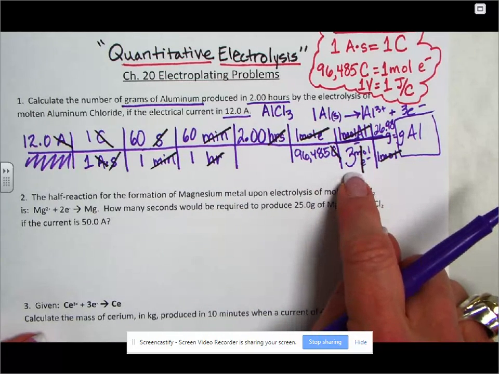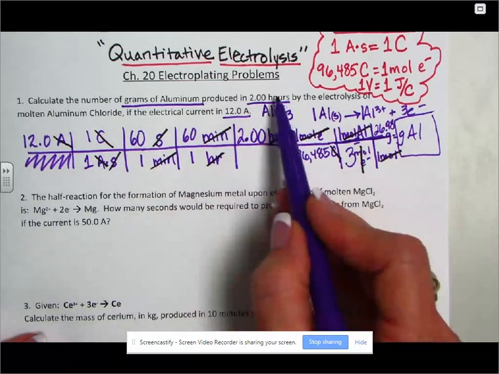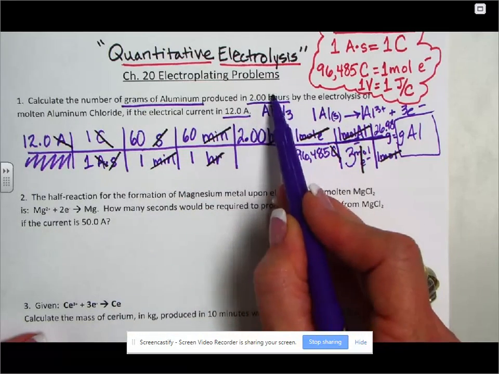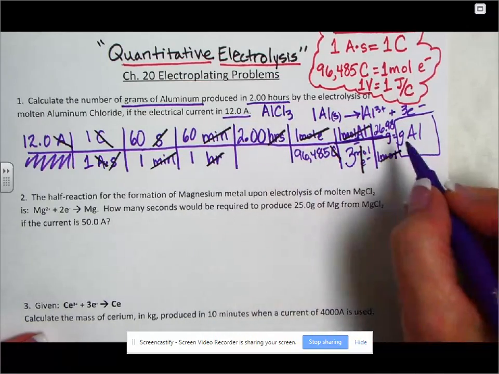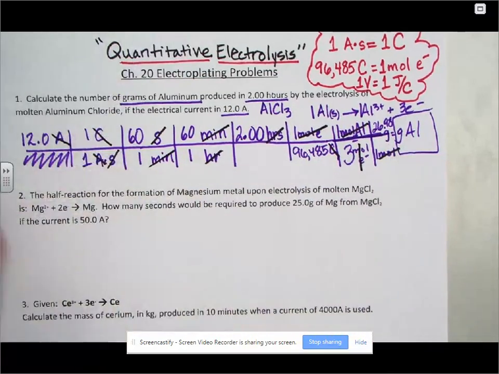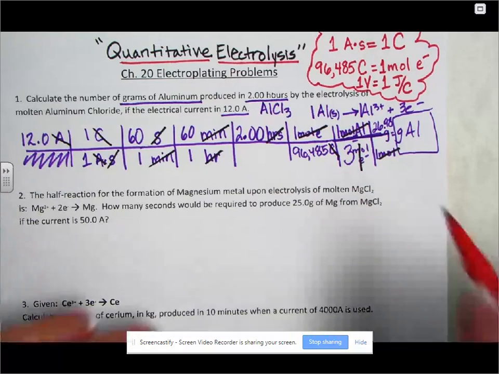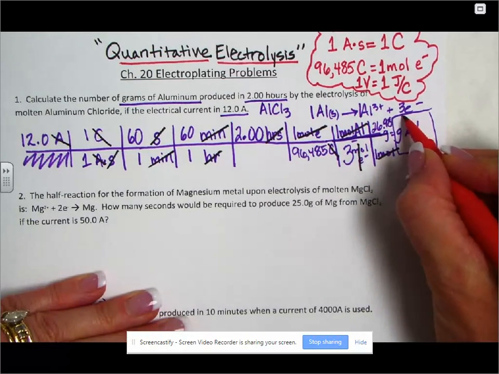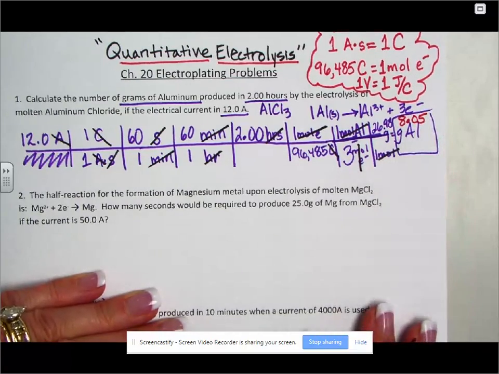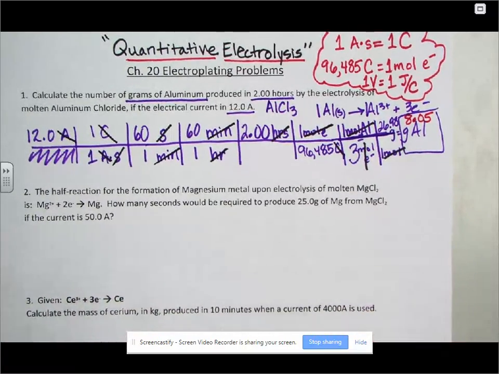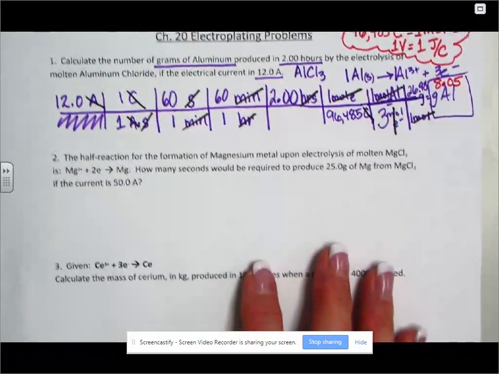Now, as far as our sig figs go, we had in our given 3 sig figs in the time that was given and 3 sig figs in the amperage that was given. So we're going to need 3 sig figs in our answer. So for my answer on this one, when you plug that in, I got 8.05 grams of aluminum will plate out in that process. All right, let's move on to example 2.